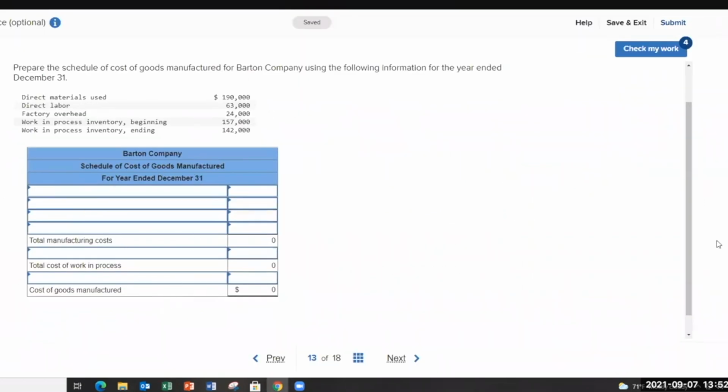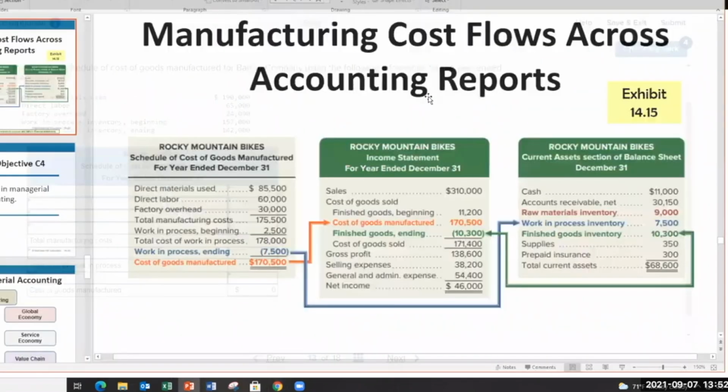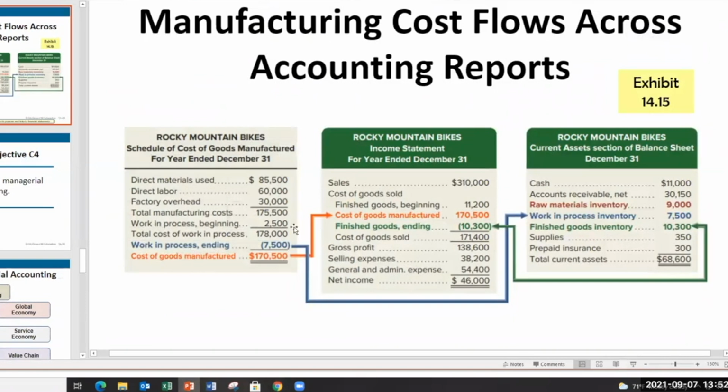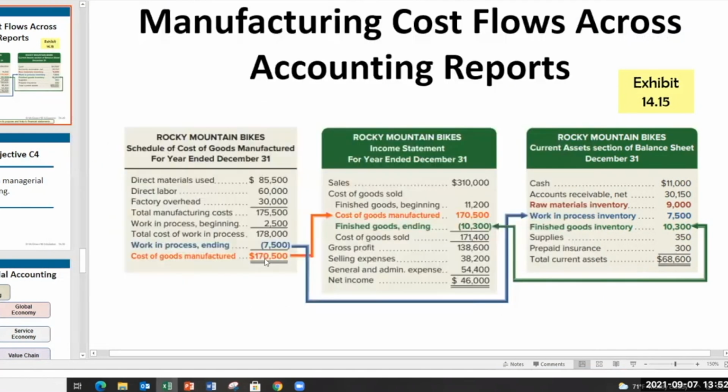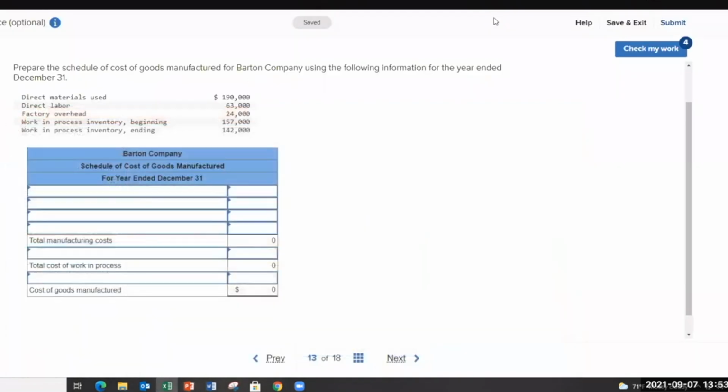Why is this number so important? Cost of goods manufactured. It's because we need that number to plop down on the income statement right here. See how they go? So cost of goods manufactured is calculated here using the work in process T account. Then we transfer that number over to the income statement here. And what you're going to see later is we're going to need some of this information for the balance sheet as well. But let's take that one step at a time.